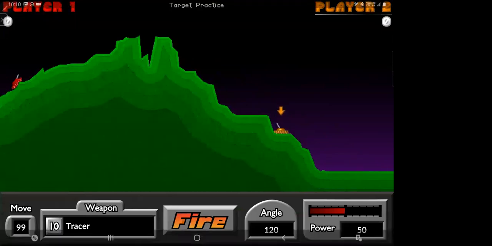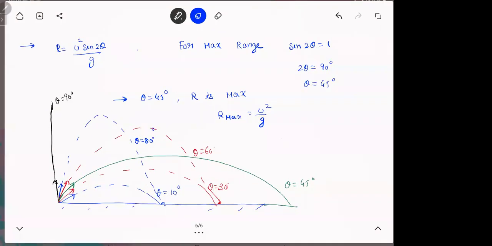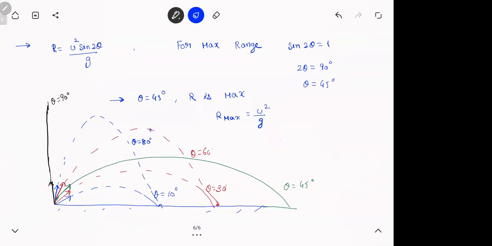There. So you want any more information on that? You can go to Pocket Tanks again. You can have a look at it. You can change the angles.